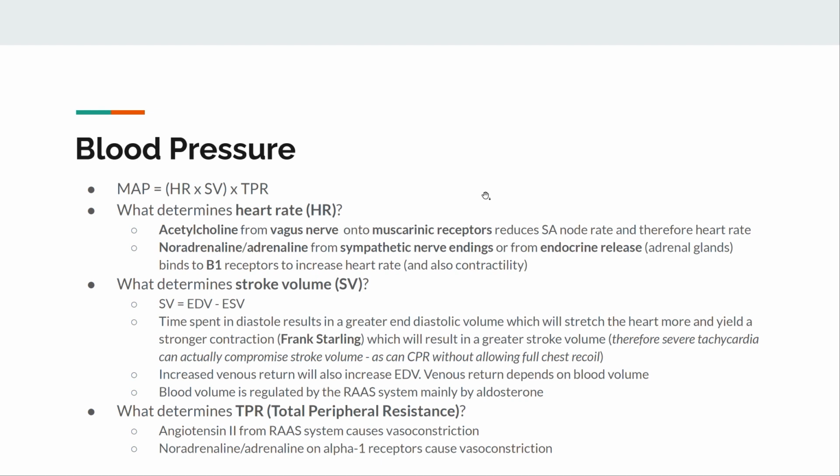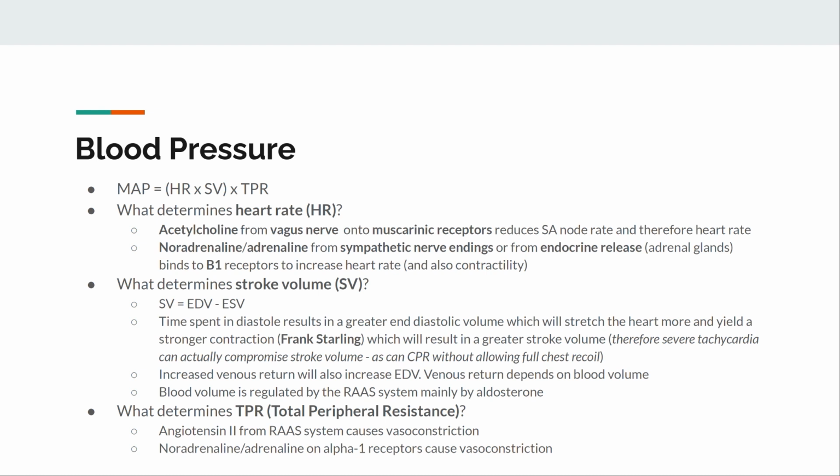Blood pressure. I'm sure you know this so well at this point, but start off with the equation of mean arterial pressure equals cardiac output times TPR, and then break cardiac output into heart rate and stroke volume, and then take those three things and try and figure out how they work. Heart rate is controlled by the parasympathetic and sympathetic nervous systems, either muscarinic receptors to slow the heart down, or beta-1 receptors to speed it up and make it contract harder.